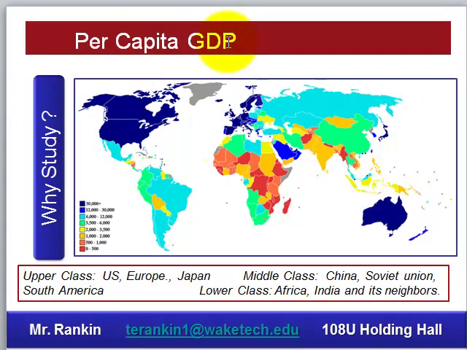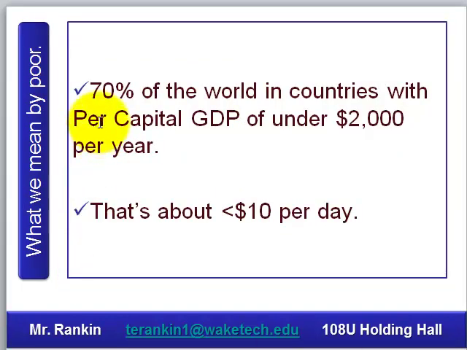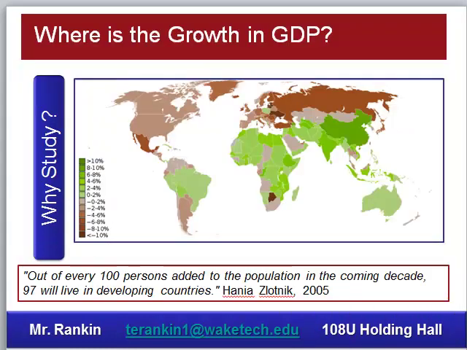Where's the wealth in the world? Per capita income is kind of the average income, and the average income in the world is around $9,000 per person. But you can see the wealthier ones, if we call upper class, would be the United States, Europe, Japan. The middle class countries would be countries like China, Soviet Union, South America. And the poor countries would be Africa, India, and some of the neighboring countries around India. And when we say poor, just a point of clarification, 70% of the world has per capita income under $2,000 a year. That's about $10 a day. So even though there may be lots of customers, obviously they're very, very poor, some of them. So that's important to keep in mind.